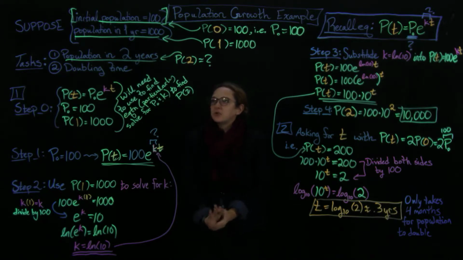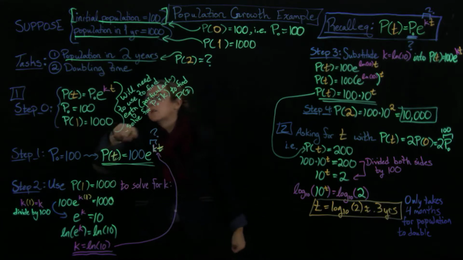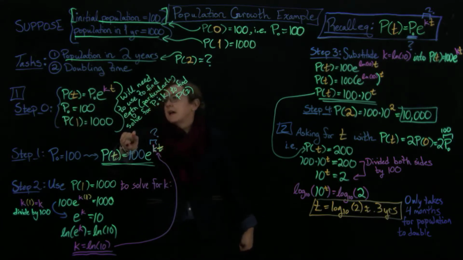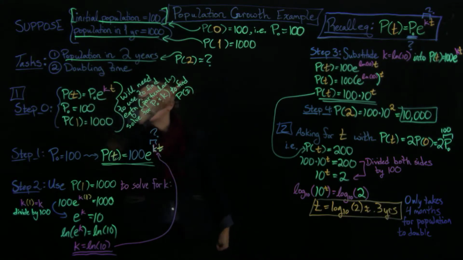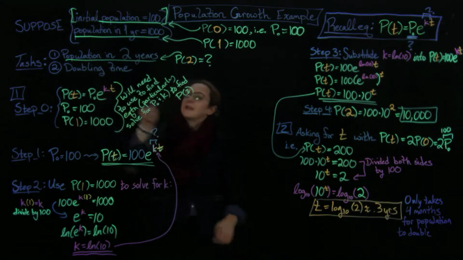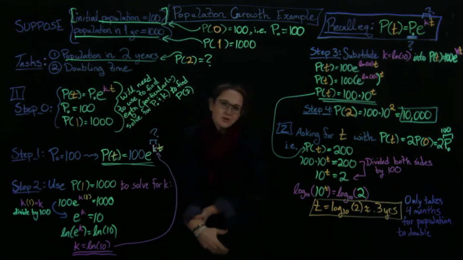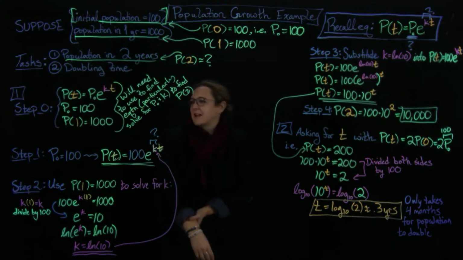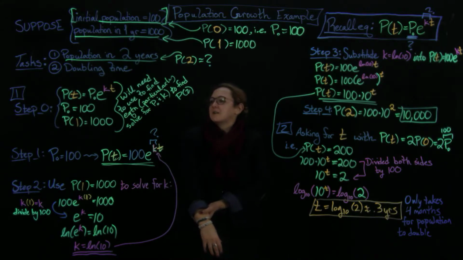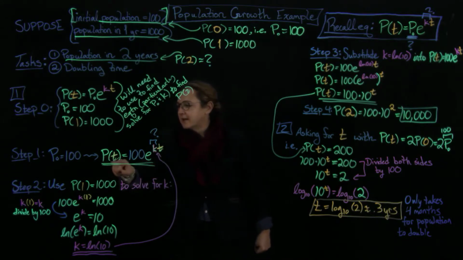But let's first do the population in 2 years. I wrote down all these things that I knew, and then I noticed that I am going to want to stick 2 into here, but I still don't know what k and P naught are, so I wouldn't get a number out yet. So the P naught was easy. I knew that was 100, so I just put that in here. I still had to figure out what my k was.